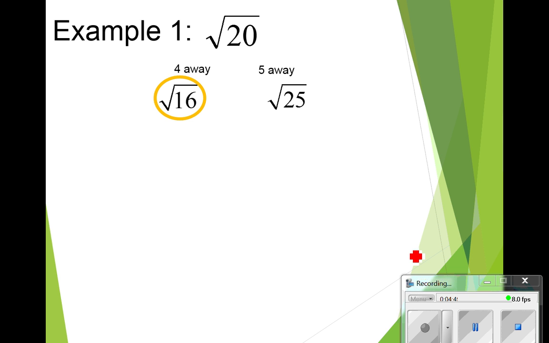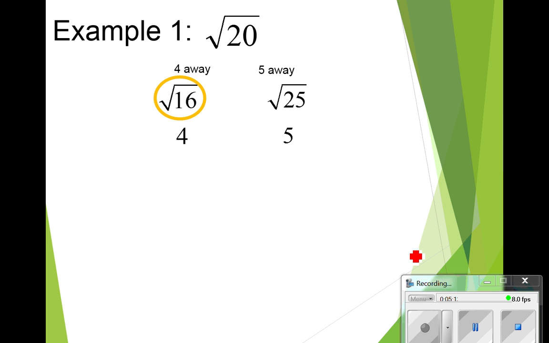But then we want to know between what two integers. Integers are the numbers you see on a number line. Between what two integers is the square root of 20? From that, you can look at your table and find the square root of 16 and the square root of 25. And you know that it is between the integers 4 and 5.